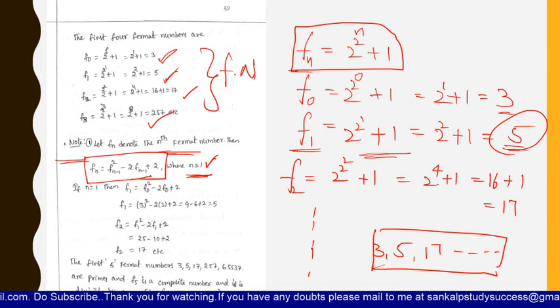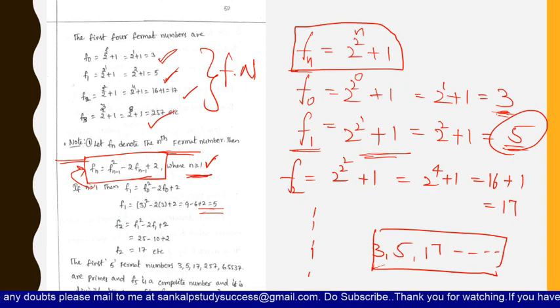F1 is equal to F0 square minus 2 times F0 plus 2. That means you are substituting 1 in the above equation. What is F0? We got 3, so we'll substitute 3 in place of F0. We will get 3 square is 9 minus 3 2s are 6 plus 2. That means 11 minus 6 is nothing but 5. So the F1 value is 5.